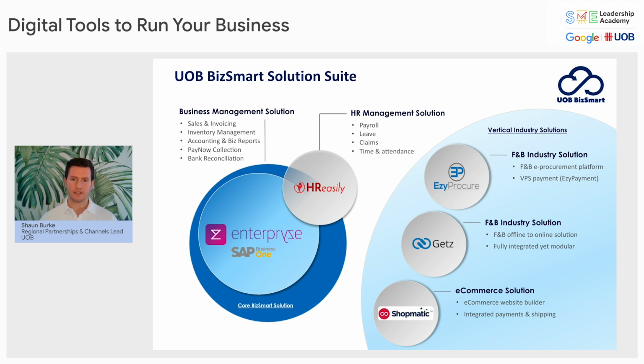Attached to that is HR Easily. That's our core HRM solution for payroll, leave management, claims, and things like that. And I'll take you through that in a later segment. Looking at vertical industry solutions, we have for F&B both Easy Procure for fresh goods procurement and GETS for digitizing your whole F&B business, and then Shopmatic for e-commerce solutions.